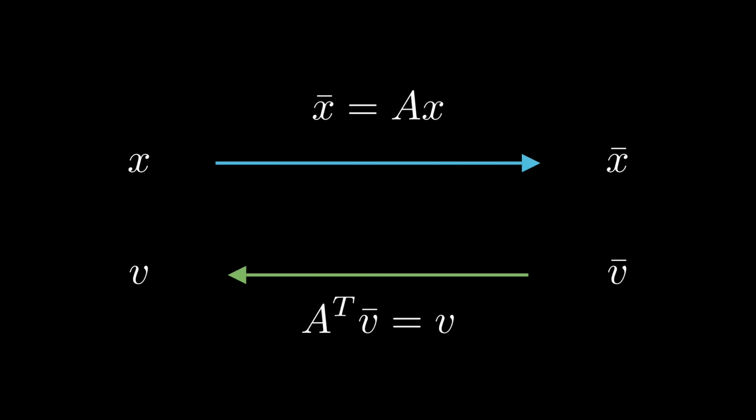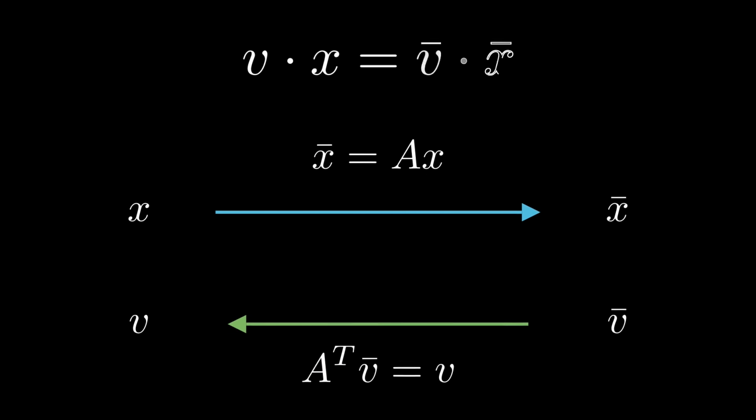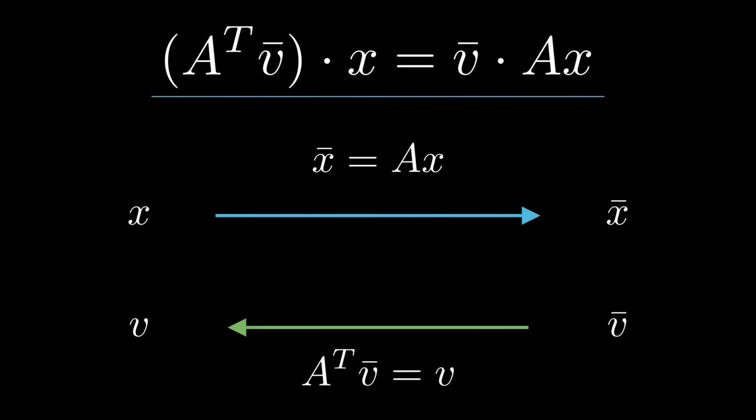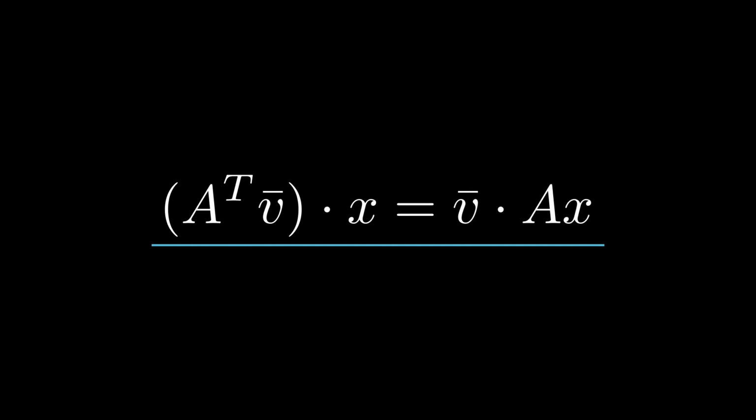And the equation that represents this whole lesson looks like this. I definitely encourage you to pause the video and take in this equation a bit. Same as before, on the left side is a dot product in the input space, and the right side is a dot product in the output space, and to transform x between input and output, we'll use A, and to transform v from output to input, we use A transpose.